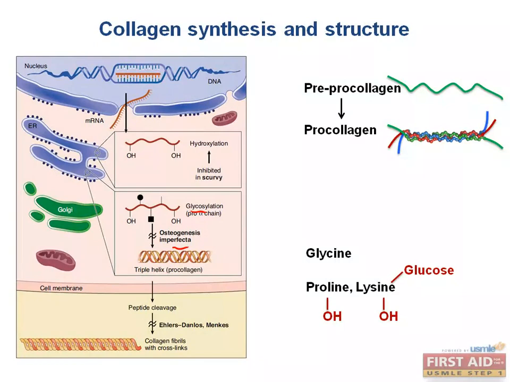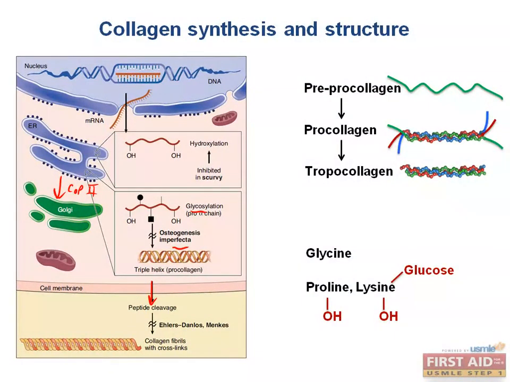Pro-collagen is then transported to the Golgi, and does this require COP1 or COP2? That would be COP2, which remember is for anterograde transport. Nothing specific to collagen synthesis happens in the Golgi, it's just used to transport the molecule out of the cell. Now, after exocytosis, the pro-collagen molecule is cleaved to make tropocollagen.